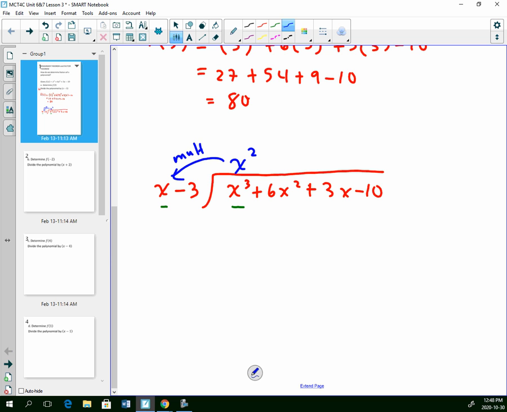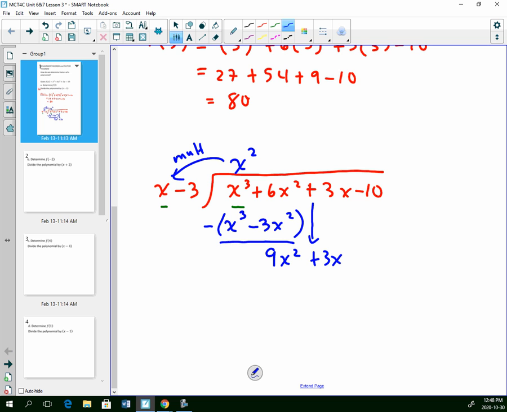So x squared times x is x to the power 3. x squared times negative 3 is negative 3x squared. And then we subtract to see what we have left over. So 6x squared minus a negative 3x squared is like adding 3. So that will give me 9. And then we bring down the next term. Knowing that the first term will always add to 0, x cubed minus x cubed is going to be 0.